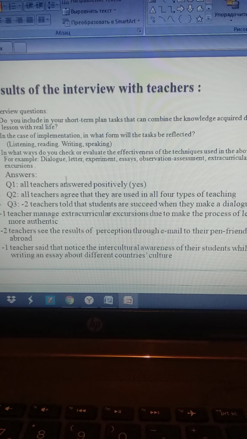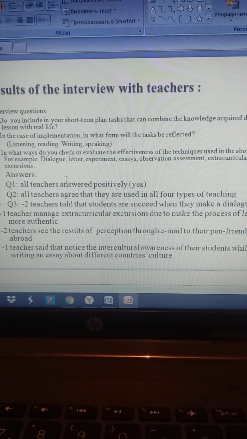For question 2, all teachers agree that they are used in all 4 types of teaching. That's why in listening, reading, writing and speaking skills, they use materials for improving communicative and socio-cultural competence of students. But some of them mostly use listening, and some of them use speaking more than reading or writing.